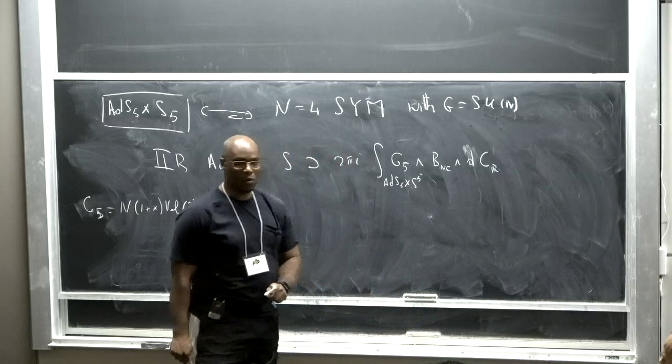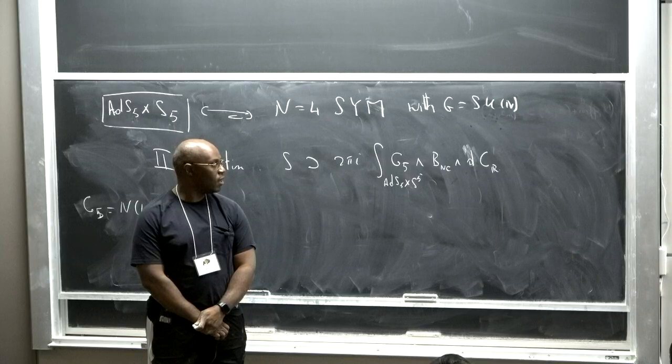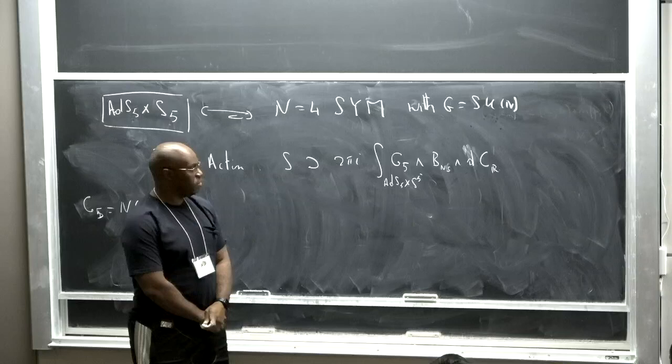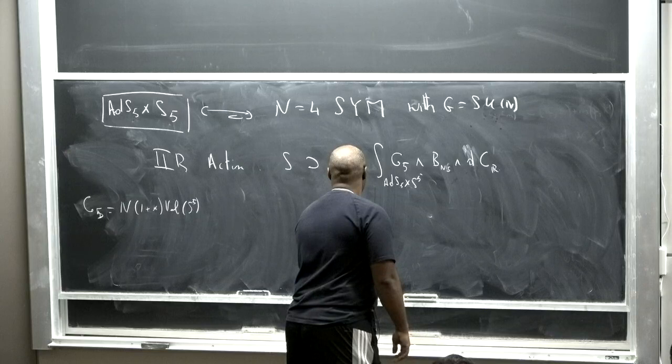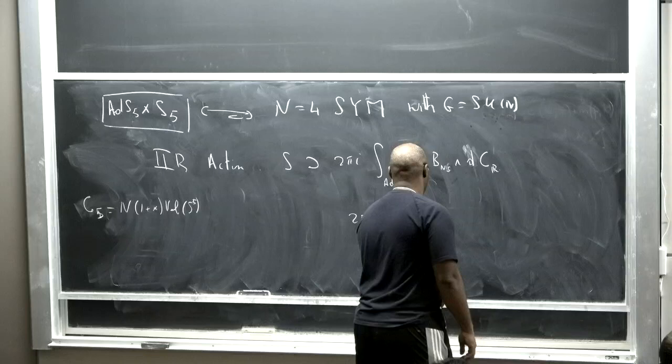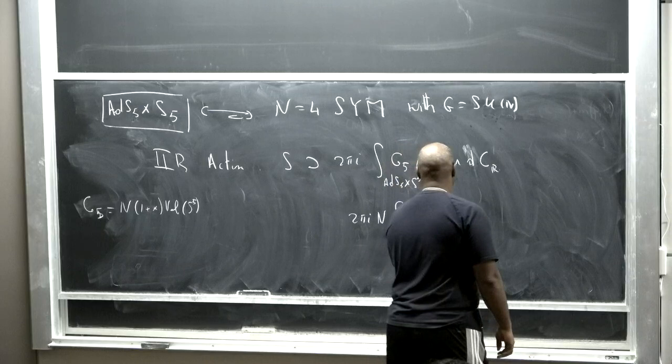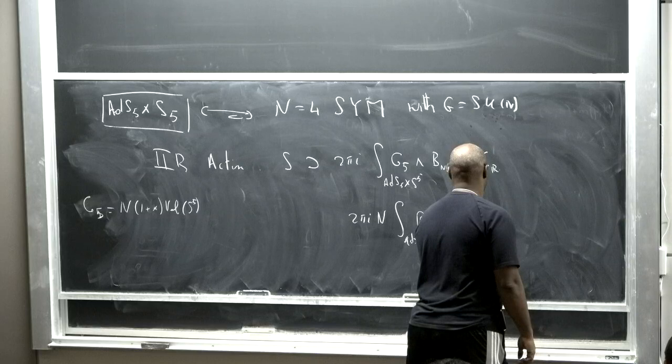Just to be clear, this B is the NS field. Thank you. It is the Neveu-Schwarz field, and C here is the Ramond-Ramond field for the three-form flux. So if you integrate this on the sphere, you would get 2 pi i times N times B_NS on AdS5, wedge dC of the RR form.